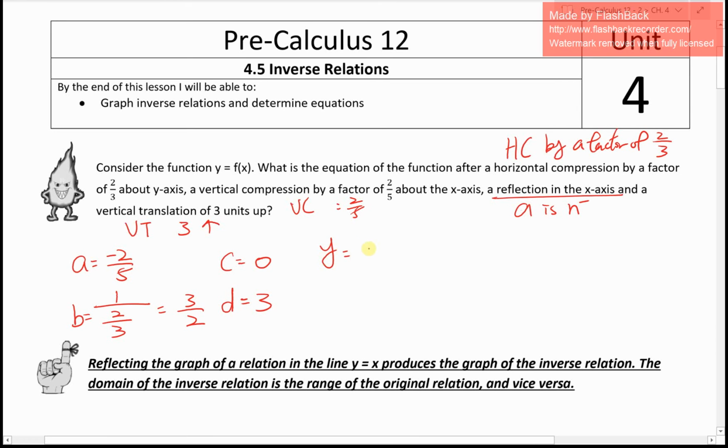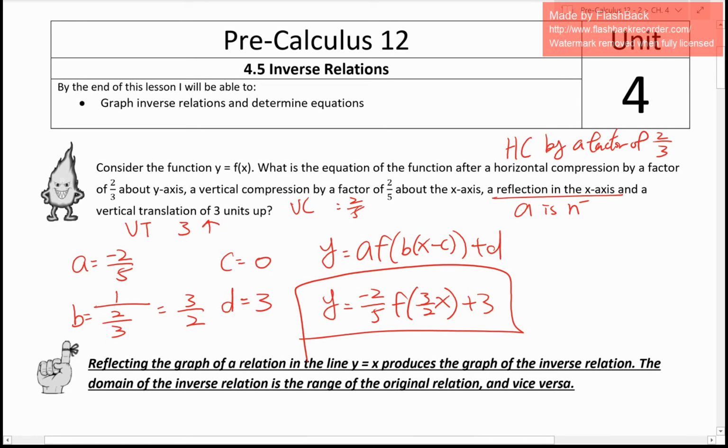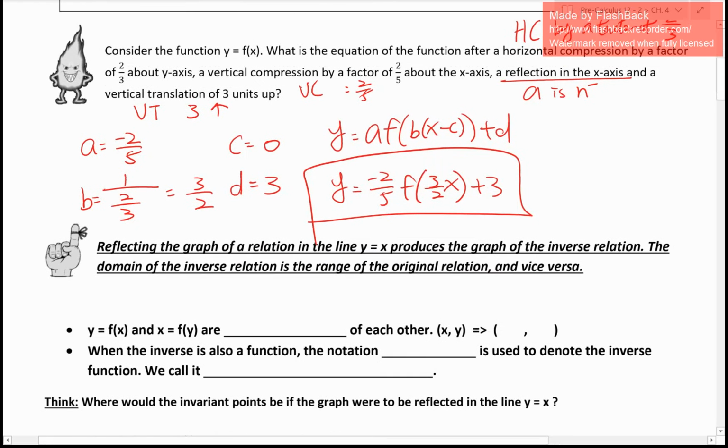Now if we compare this with a times f of b, bracket x minus c, plus d, we can fill in the numbers: a being negative 2/5, b is 3/2. Again, x minus 0, so we don't need a minus 0 there, we can just write x, plus 3 for the value of d. So there is your answer for the warm-up question. That's basically the summary of what we did so far, from 4.1 to 4.4.